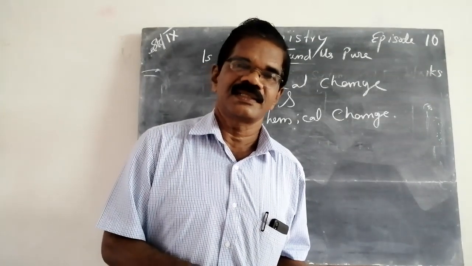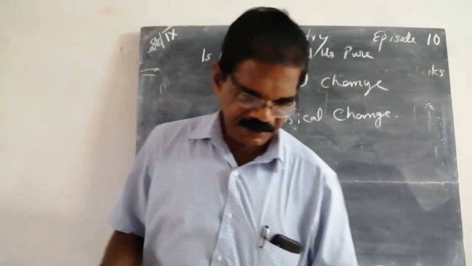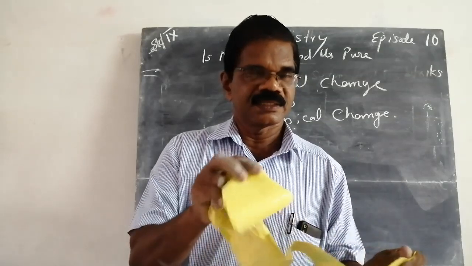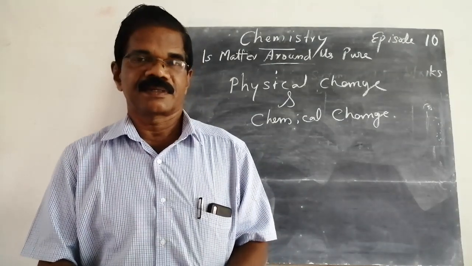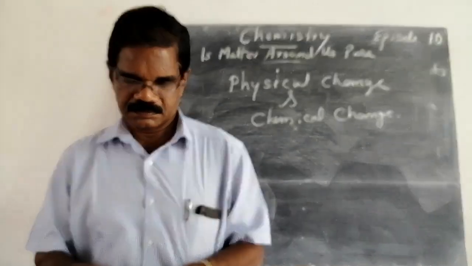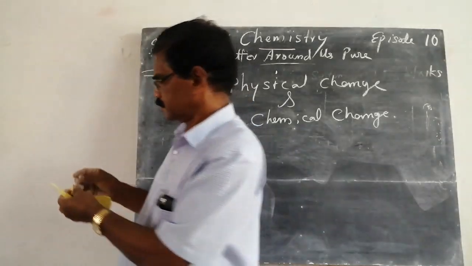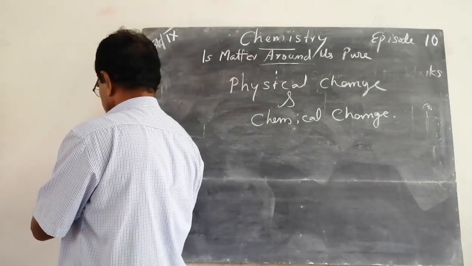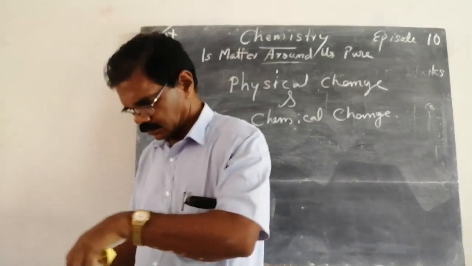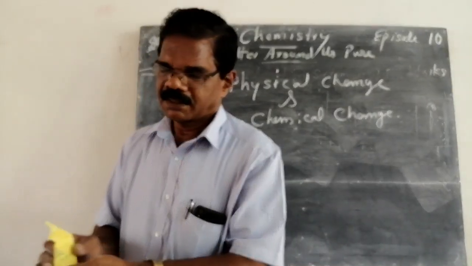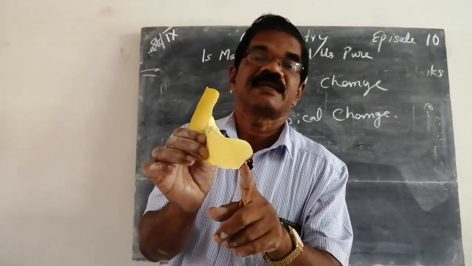How can we identify the change? Let's look at another experiment. Tearing the paper is a physical change. But at the same time, we can burn the paper. Burning the paper is a chemical change.